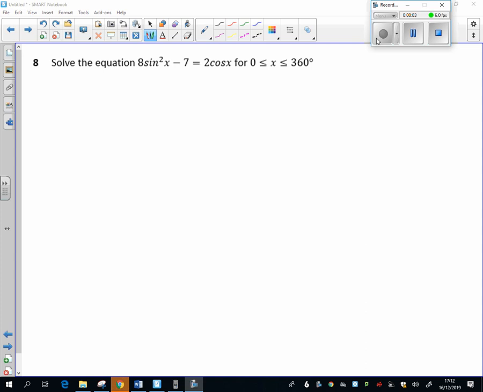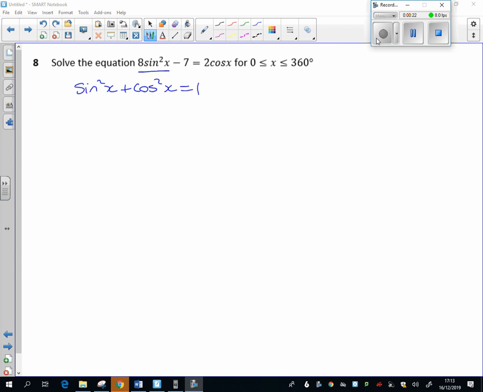This is a really common type of trig question, and it's a quadratic, but currently in terms of sine squared and cos. So we're not going to be able to solve it like that. So we need to think about the new identity that you've learned this year. So sine squared plus cos squared equals 1.